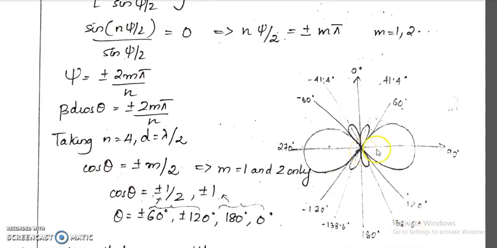You know that the maximum radiation is along 90 degree and 270. When we check here, the major lobe is along 90 and 270 and the grating lobes are along plus or minus 41.4 degree, these two grating lobes, and also plus or minus 138.6 degree, these two grating lobes. And null points occur at plus or minus 60 degree, plus or minus 120 degree, 180 and 0 degree. These are the null points.